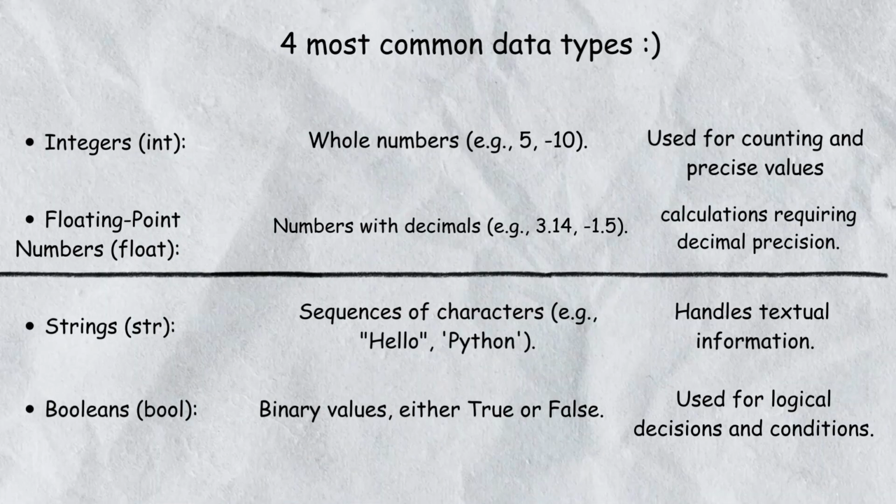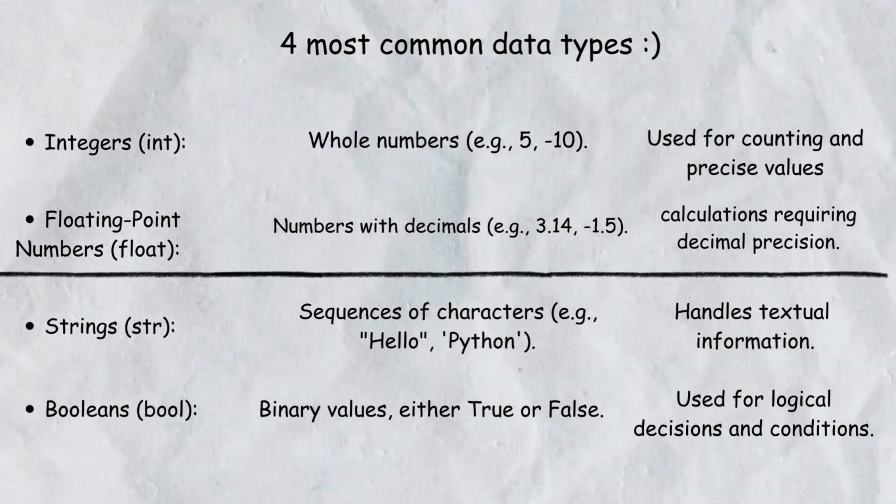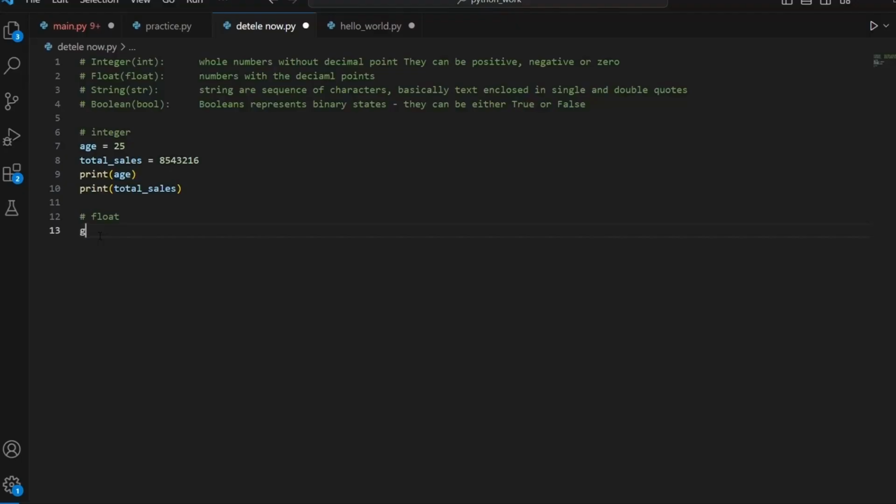The second data type is float. Floats are numbers with decimal points. For example, game score. You're playing a video game and your score is 25.5 points. Or checking the current temperature. current_temperature equal sign 23.5. Floats help keep track of precise points like this.